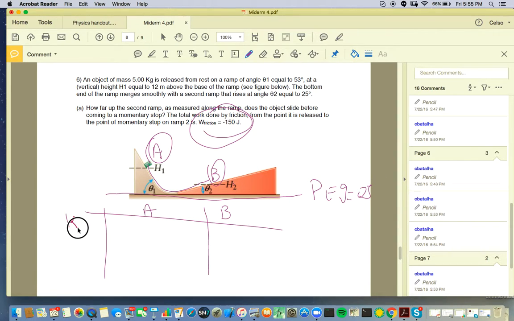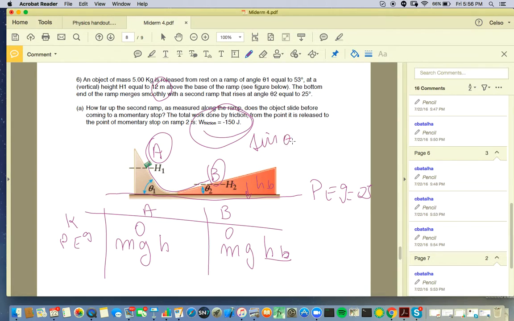So let's start with kinetic energy. Does it have kinetic energy at part A, part B? No, it doesn't. Does it have gravitational potential energy? Yes. At point A, it does, and that is mgh. So m is 5, g is 9.8, h is 12, I think. It's right there. And at point B, you have it too, right? Call this hB. So mghB, and we want to find hB.